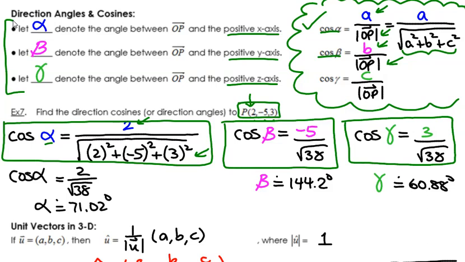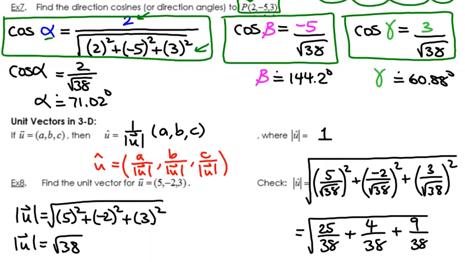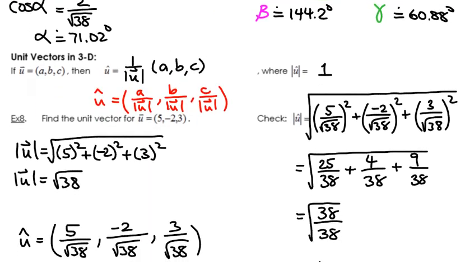So I got 71.02 degrees for alpha. Beta is going to be 144.2 degrees, and gamma is 60.88. You can try it out on your calculator to make sure I did my math correct, because I don't always. I'm a human being. But you guys can't be human beings. You have to be perfect.